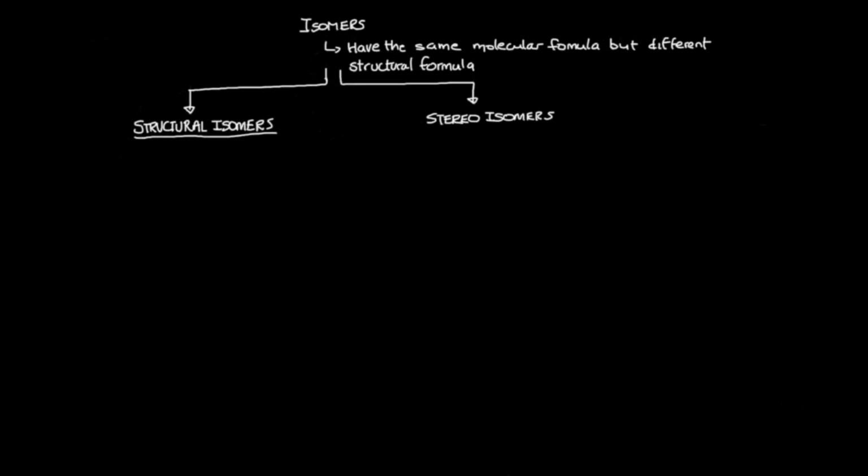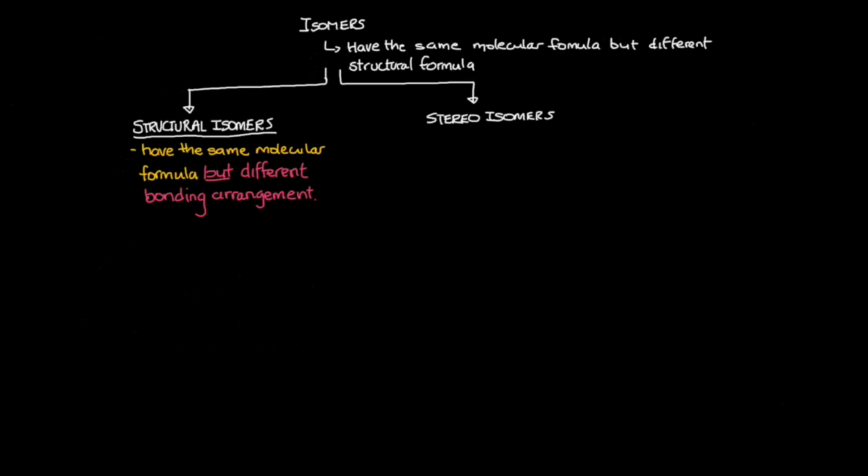Let's begin by focusing on structural isomers. This class of isomers have the same molecular formula but different bonding arrangement. Let's look at an example. Let's assume a class of students are given the following molecular formula for a compound, C2H6O, and they are asked to draw the structural formula for this compound.